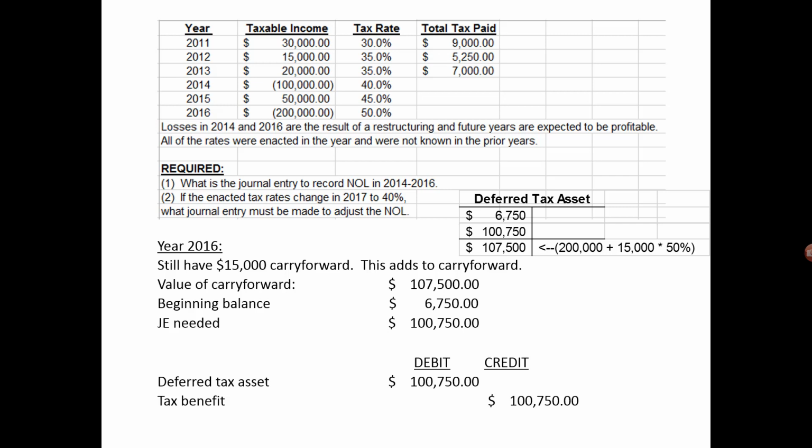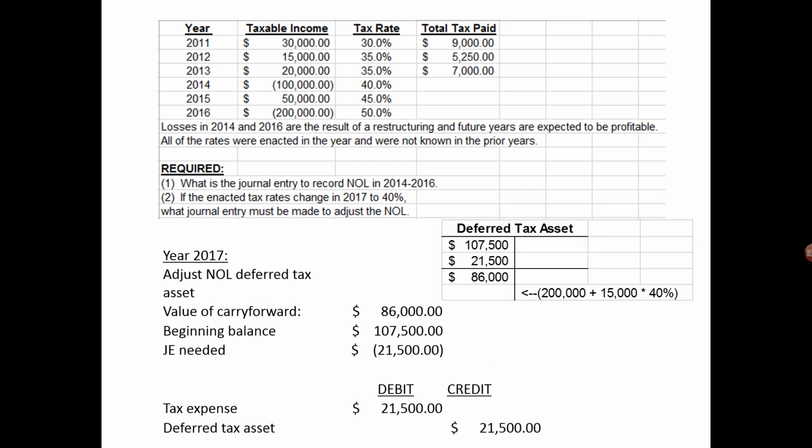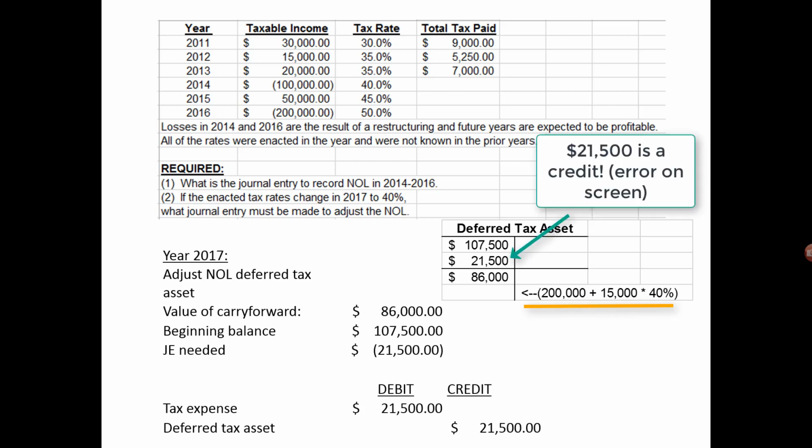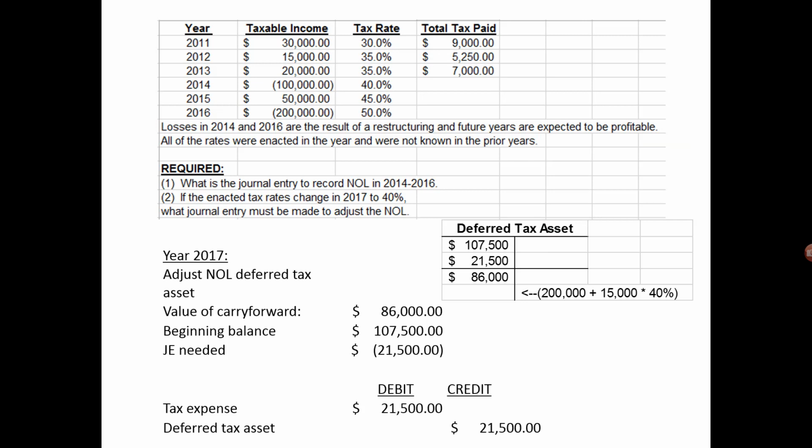Now they say, what happens if in 2017 there's a change in the tax enacted rate? So they're not giving us any new profits for the year. The year may not be over yet, but Congress has passed a tax law. What entry would you have to make? And so now we have to refigure what the asset should be. So we still have $215,000 in net operating loss carry forwards, but we have a new rate, 40%. So now the deferred tax asset should be $86,000, and so we would have to make an entry, even though there's no new profits yet, because 2017 is still in play. We would still have to make a journal entry to revalue that tax asset at the new rate. So we would actually have to debit tax expense and credit deferred tax asset for the change in the tax rate.